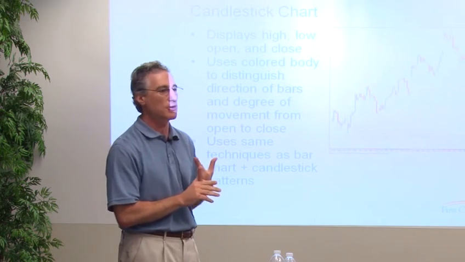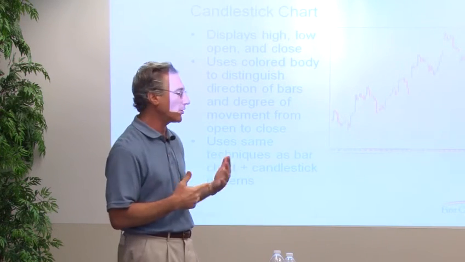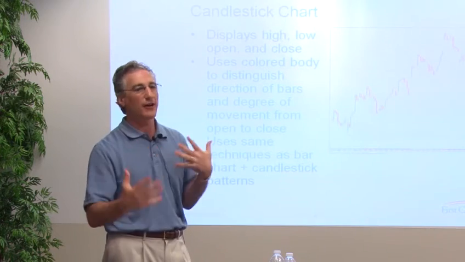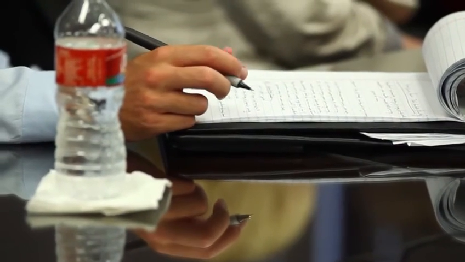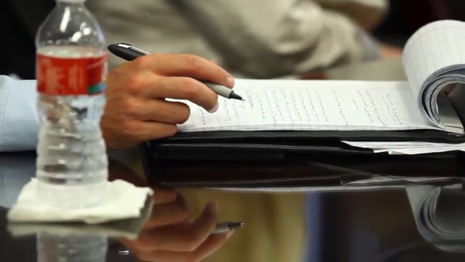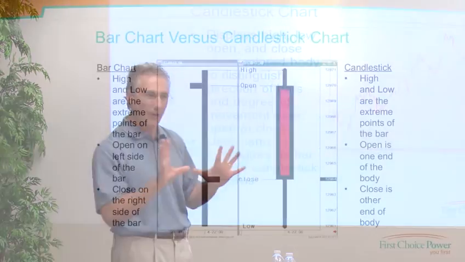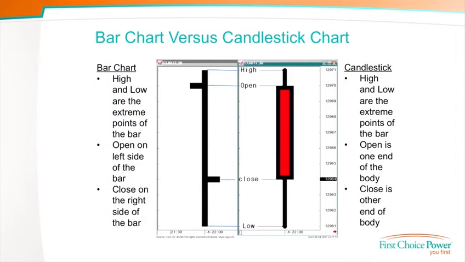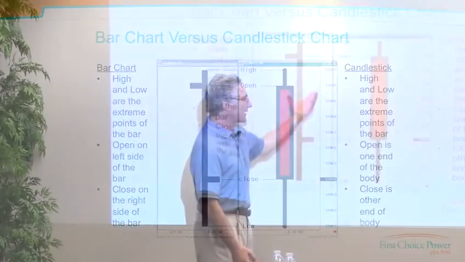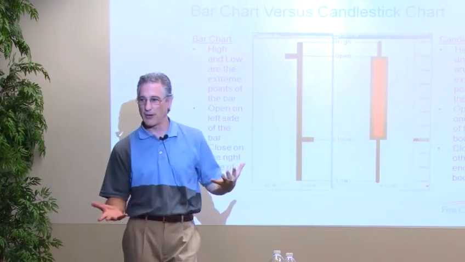In addition to the patterns that exist for bar charts, there are also a whole set of patterns around candlestick charts. And there are a whole bunch of people who just focus on candlesticks and candlestick patterns. That's their expertise. So this is just trying to show you the difference between a candlestick and a bar chart, right? Exact same bar. High's the high, the low's the low. So range is the range.